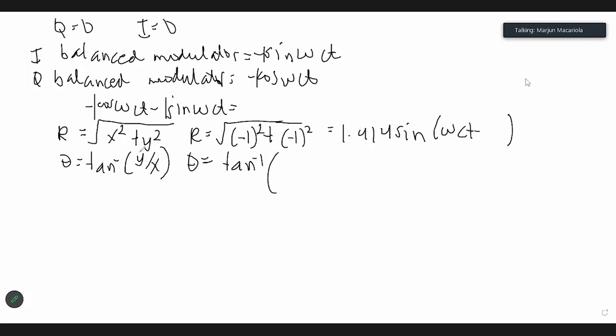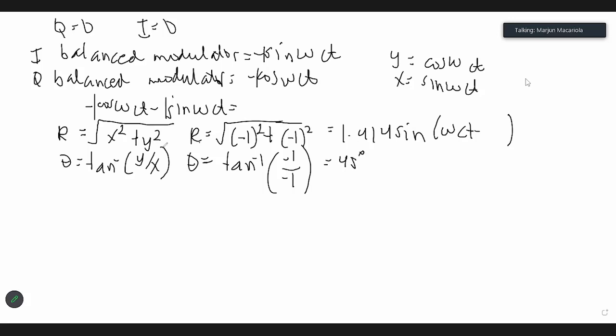arctan. So, the value of y is the cosine value. Remember, the value of y is the cosine value. And the value of x is the sine value. Okay? So, this will be equal to negative 1 over negative 1, which is equal to, pakipindot, 45 po. So, ang lumabas is 45.